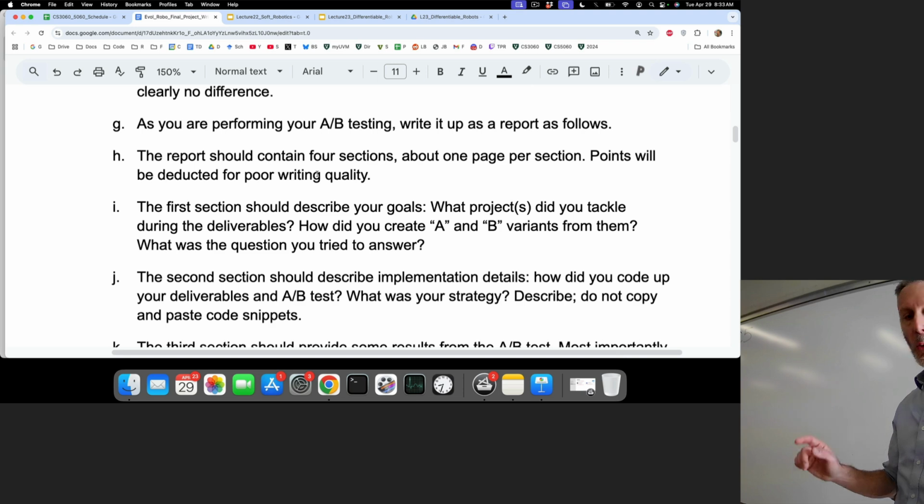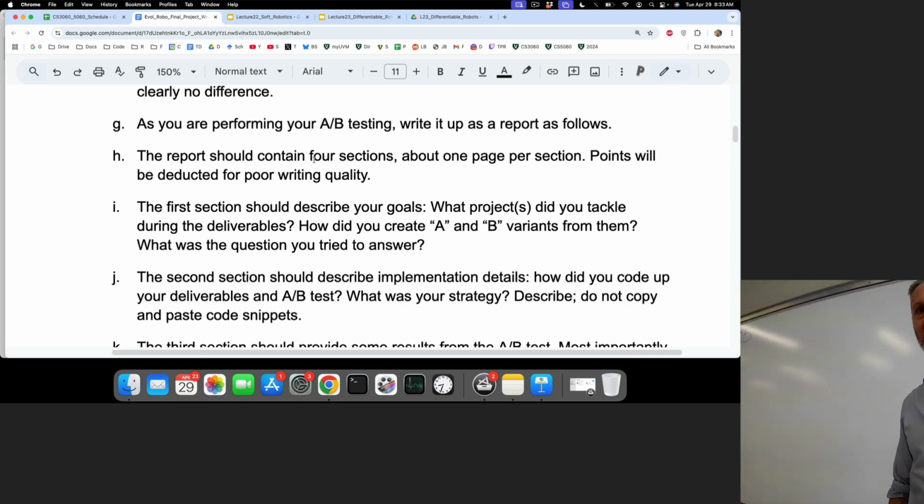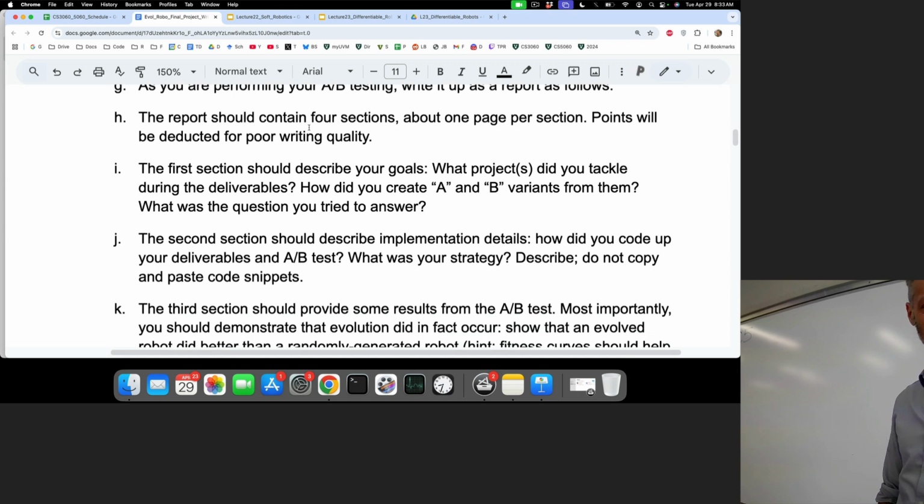4 pages, 1 page for each of 4 sections. Points will be deducted for poor writing quality. If I can't understand it, I can't grade it. Some of you are graduating this semester and going on and looking for jobs. If you can't communicate verbally or in written form well, they'll go to the next applicant. So here's a bit of a gentle prod to remember to try and communicate clearly.